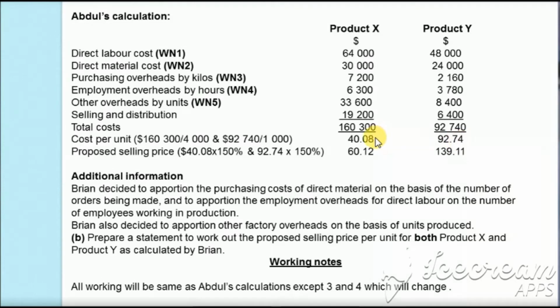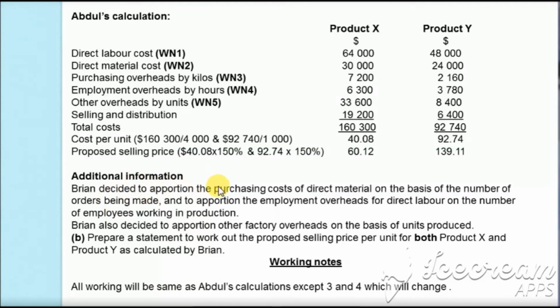$92.74. Now we are going to calculate the selling price, that is, it will be 150% of the total unit cost. So $40.08 times 150%, we get for X the selling price as $60.12. And for Y, if we do in the same way, the unit cost times 150%, we get the selling price for Y as $139.11. With this, we complete this bit. Next, additional information is given.